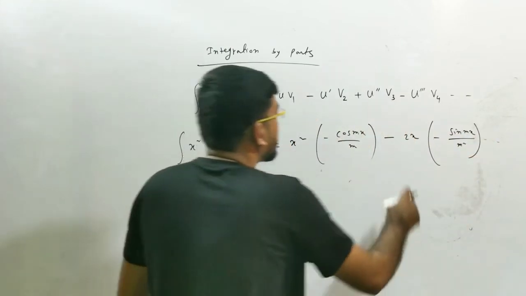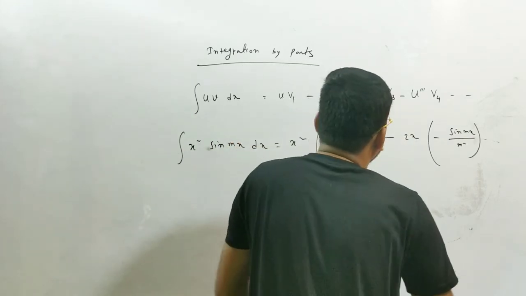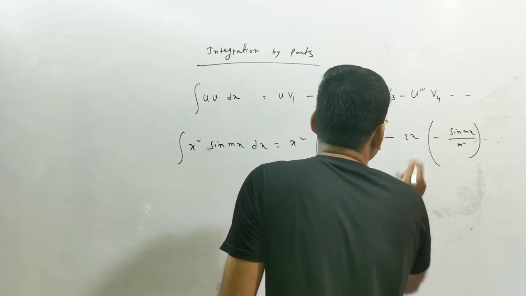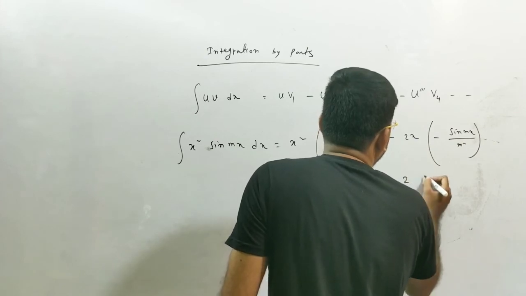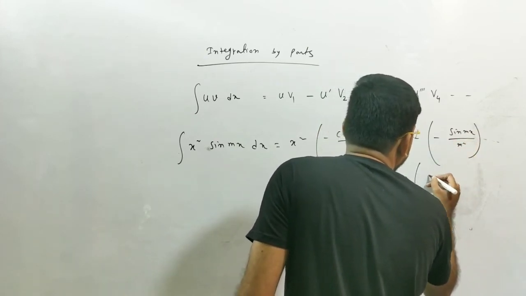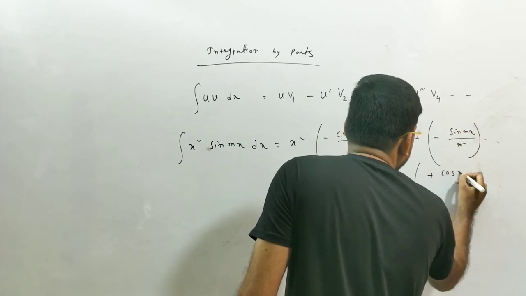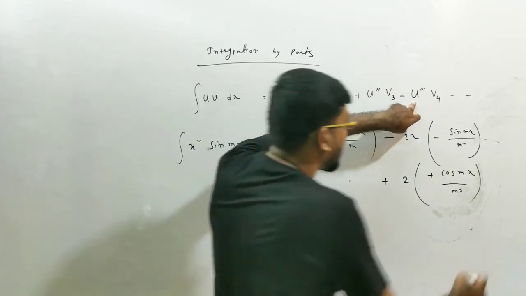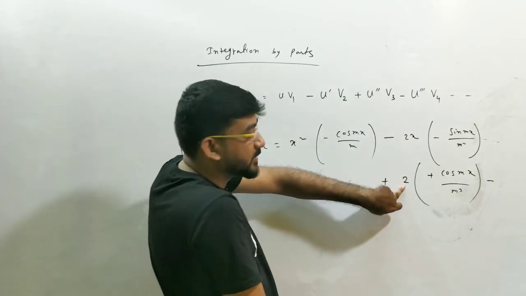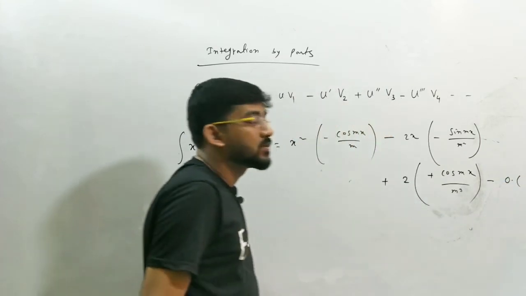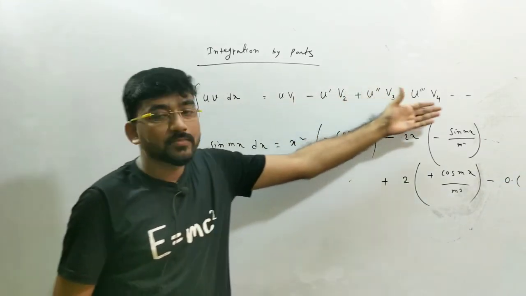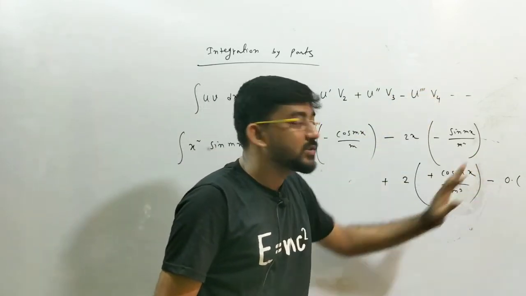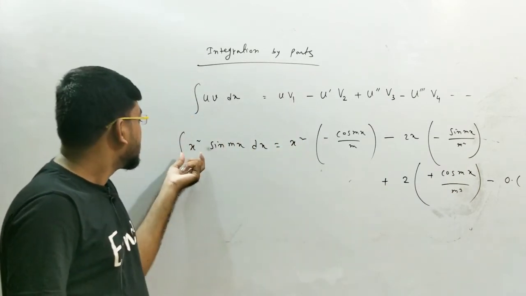Okay, now you have to move to this point. So u double dash means now you take the differentiation of 2x, which is 2, and the integration of this will be, again with the sign changing, cos mx divided by m cube. Now you will get 0, because if you differentiate this term again, you will get 0 into something. So you have to do this process repeatedly, and you have to stop when you get the 0 result. So it will depend on the first term.